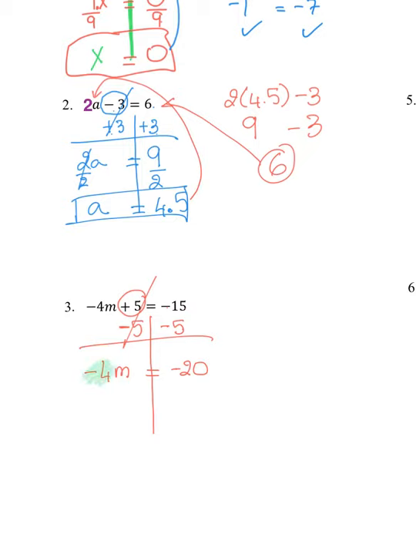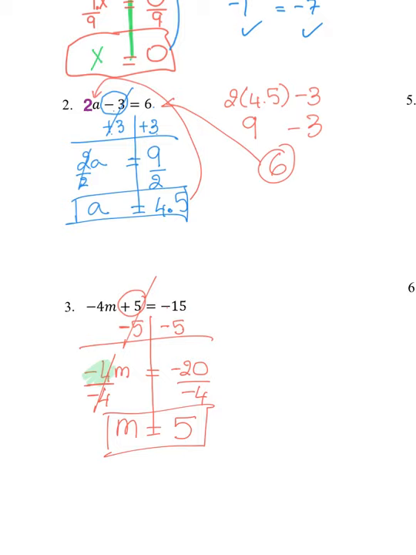So I need to get rid of that negative coefficient, negative 4 times m, so I'm going to divide. Make sure you divide both sides by negative 4, because I need to get rid of negative 4. So negative 4 divided by negative 4, I got 1m. Negative 20 divided by negative 4, I got 5. Negative divided by negative is positive. So m is equivalent to 5.